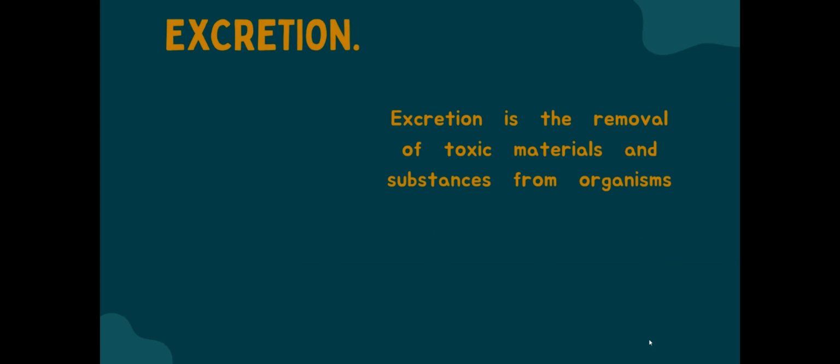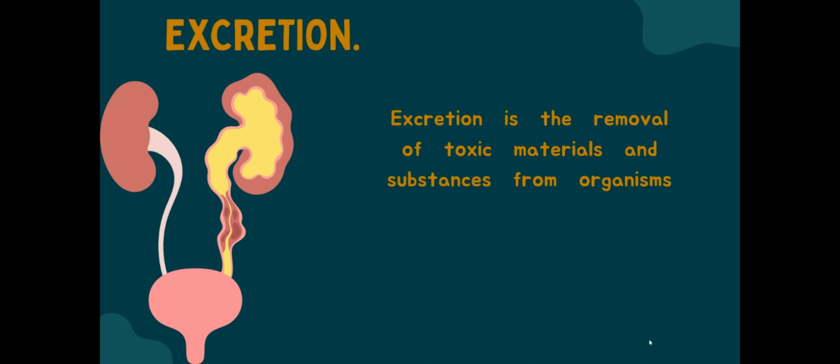Finally, excretion is the removal of toxic material and substances that may form during metabolic reactions. All of these waste materials are so harmful for your body. That's why we have the urinary system and a lot of other systems and body parts that get rid of these waste materials. We have the urinary system to remove urine from your body, and we exhale carbon dioxide during respiration.